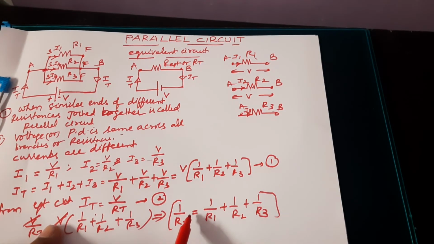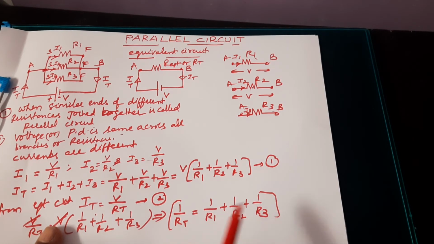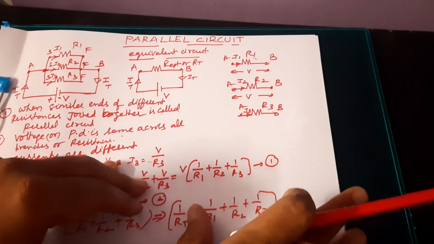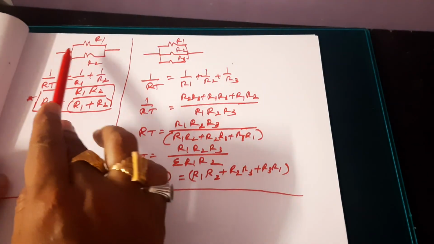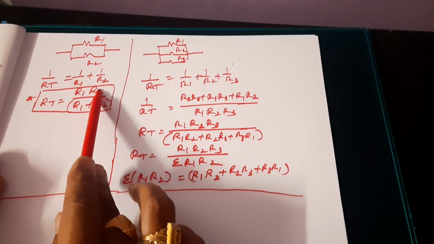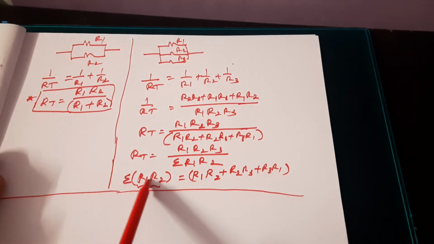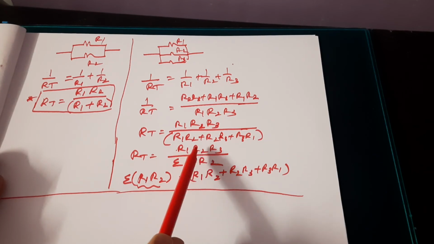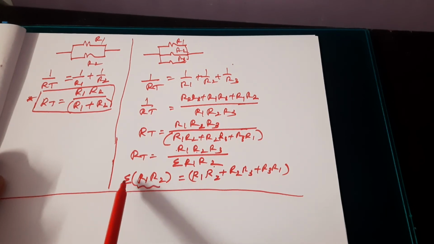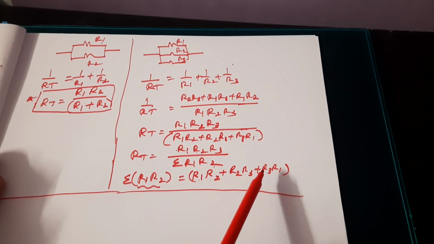So by equating equations 1 and 2, we can write the total resistance value as the reciprocal of total resistance equal to the sum of the reciprocals of individual resistances. In shortcut, when two resistances are joined in parallel, the total resistance is given by the product of two resistances by the sum of two resistances. Similarly, whenever we join three resistances in parallel, the total resistance is given by the product of the three resistances divided by sigma of R1 R2. What is sigma of R1 R2? The sum of the product of pairs of resistances, that is R1 R2 plus R2 R3 plus R3 R1.